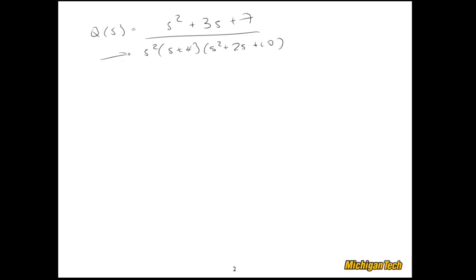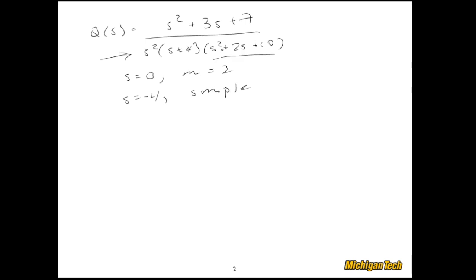Quick example. Let's say that we have a function in the Laplace domain that looks like this. Focusing on the denominator, because that's going to be important for us for the partial fraction expansion, we can say that we have a root at s equals 0. It has multiplicity 2. We have a root at negative 4 that is simple.